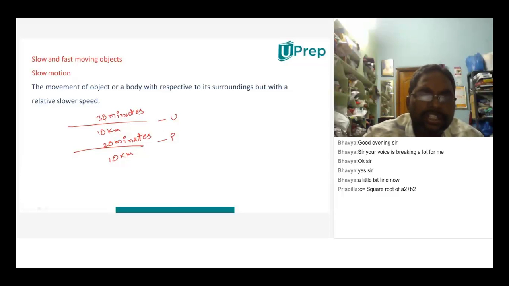Right. See, Unmana and Priscilla both are riding bicycles. Unmana traveled a distance of 10 kilometers in 30 minutes, and the same distance was traveled by Priscilla in 20 minutes. Who is faster? Who is slower? Priscilla is faster.